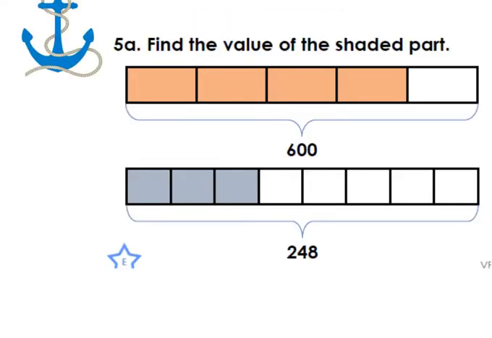So our first anchor question is finding the value of the shaded part. So we have a bar model with 5 sections and our total is 600 for the 5 sections. We only need to find the value for the 4.